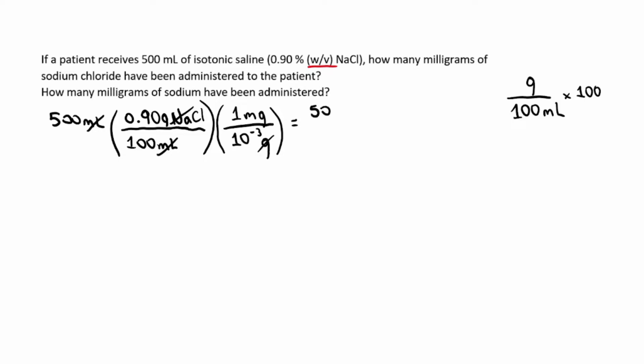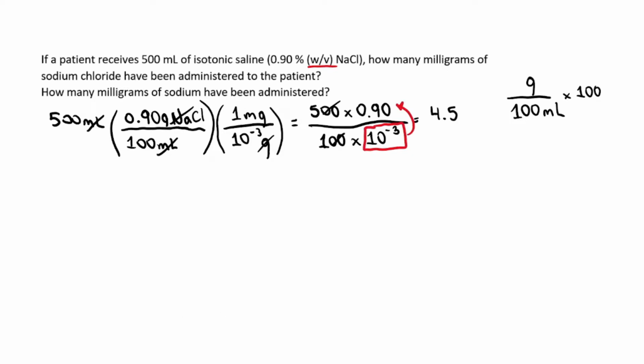That gives us 500 times 0.90 divided by 100 times 10 to the negative 3. Now I can cancel these out, because if you divide by 100, you'll cancel out the zeros. That leaves us with 5 times 0.9, which is 4.5. We can bring this up to the numerator.